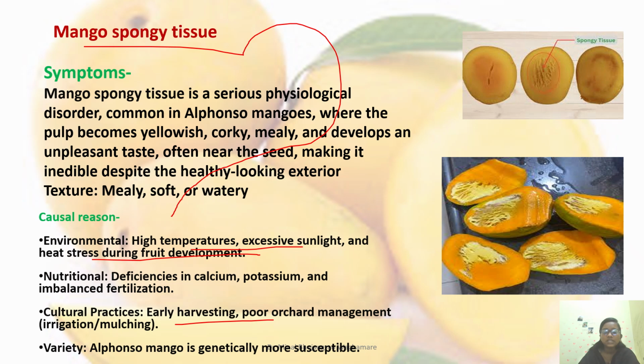Coming to the symptoms, we can see a loose, soft and watery texture of the tissue. Many times when we bring mangoes from the market, we can see such disease symptoms. With that, the pulp becomes yellowish, corky and mealy, and an unpleasant taste develops in the mango. If you cut the mango, we can see such a corky part in the pulp, which is excessively yellowish and mealy. This generally occurs near the seed of the mango, and that's why it makes the taste unpleasant and it is not preferred by people to eat. That's all about the mango spongy tissue symptoms.